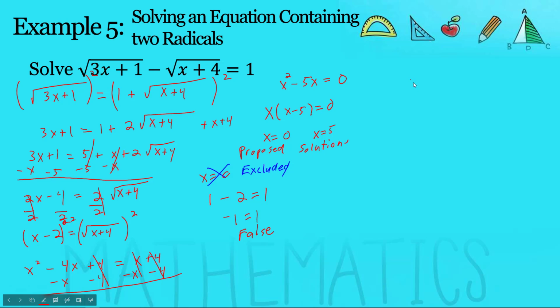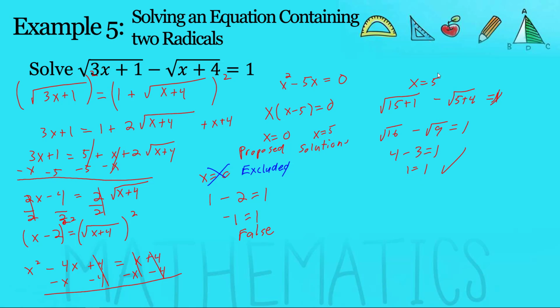What about x equals 5? Well, 3 times 5 is 15. So we'll have the square root of 15 plus 1 minus the square root of 5 plus 4 is equal to 1. Sorry about that. We have the square root of 16 minus the square root of 9 is equal to 1. The square root of 16 is 4. Minus the square root of 9, which is 3, is equal to 1. 1 is equal to 1. So this checks out, and this indeed is a legitimate solution. So our solution set will be 5.